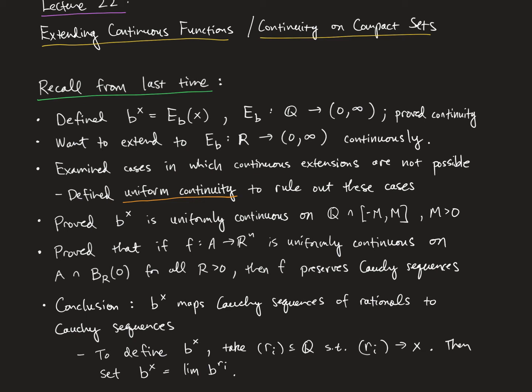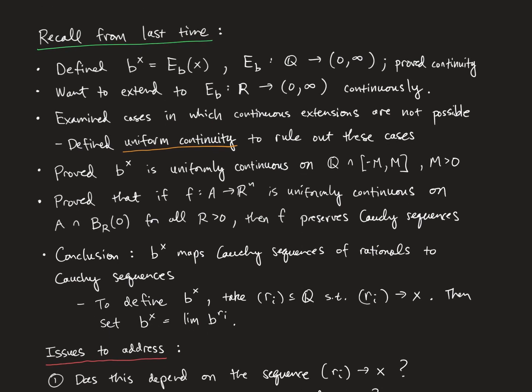This is the natural definition if we want this b to the x function to be continuous, because a continuous function has to respect limits, right? If this b to the x function is going to be continuous, it's going to have to take this sequence of rationals going to x, and the image of that sequence is going to have to converge to the image of this x under the exponential function. So this is really the only natural definition we could come up with here.